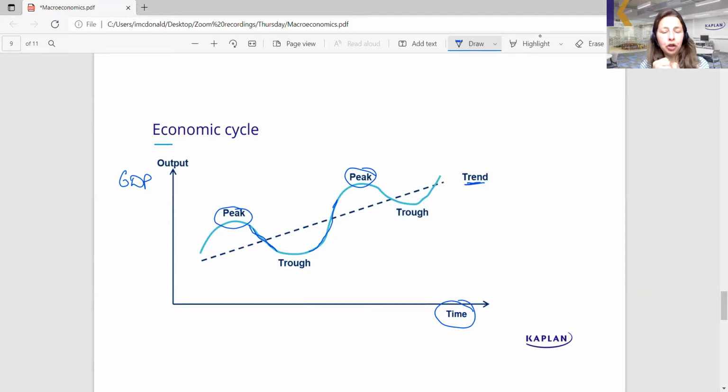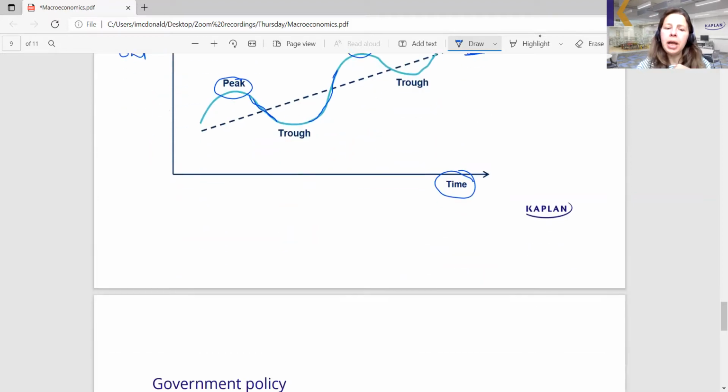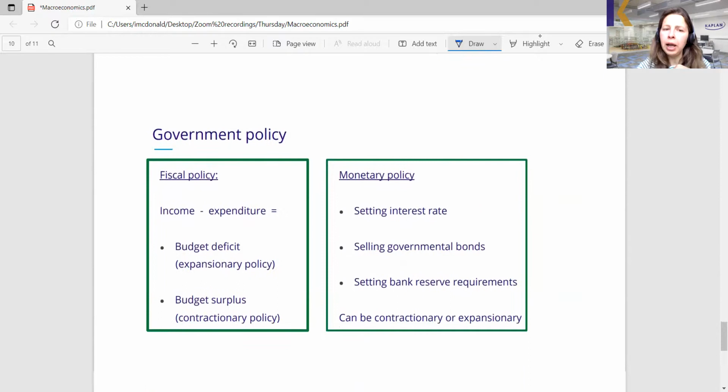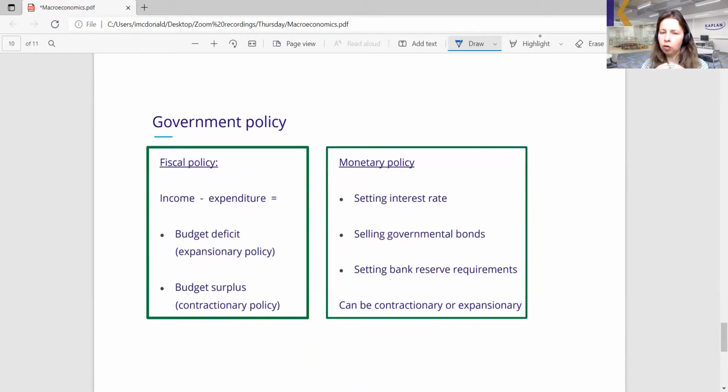Those peaks and troughs could be hard to handle. Nobody wants to live at the time of a severe economic downturn. So we need to make it a little bit easier for the population to handle those peaks and troughs. And that's where government steps in. Government has two key tools in its arsenal to help handle those fluctuations in the economy: the fiscal policy and the monetary policy. So the fiscal policy is to do with the income and expenditure of the government.